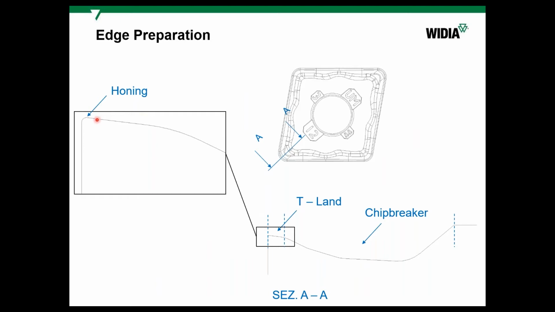Also, depending on the grade, with a PVD coating and a tough grade, honing can be made smaller with the same toughness because the edge is reliable enough. With thick CVD coatings for high-speed turning operations, usually honing is increased, not only because of CVD, but because of the higher hardness of the grade.